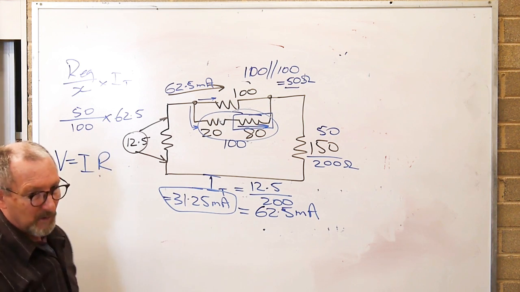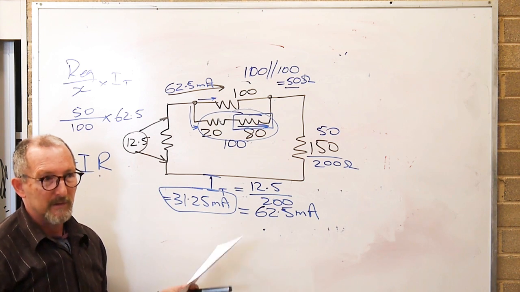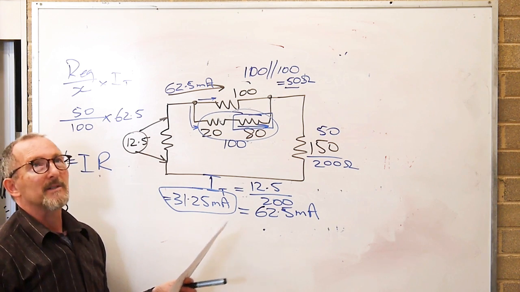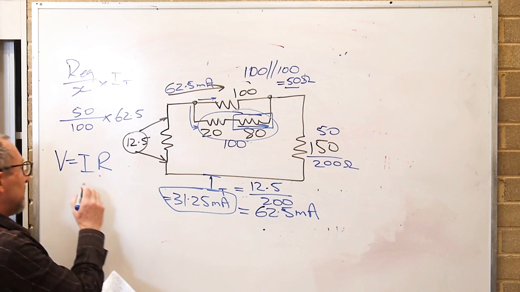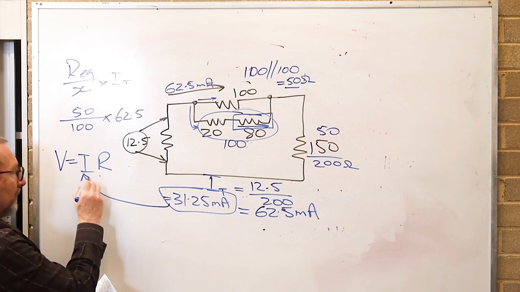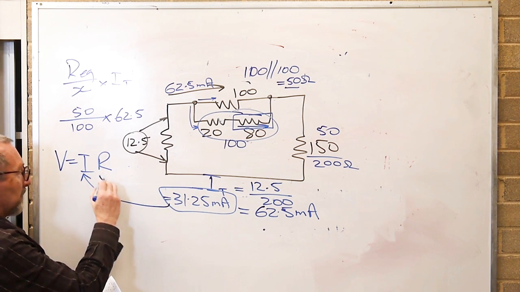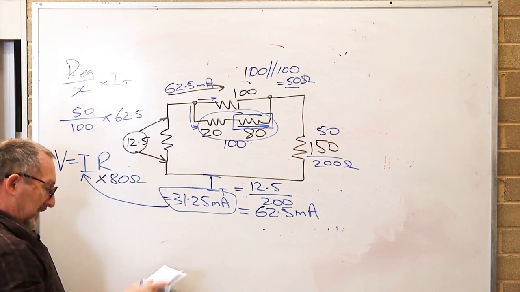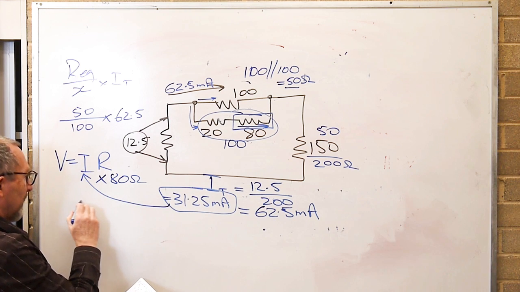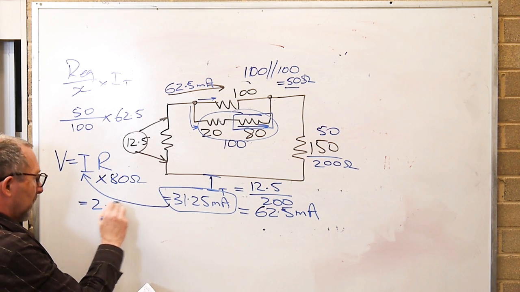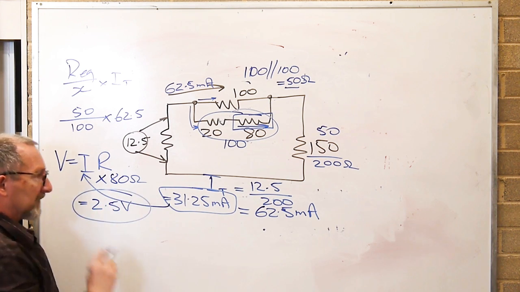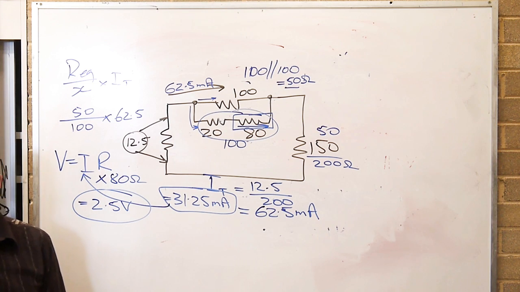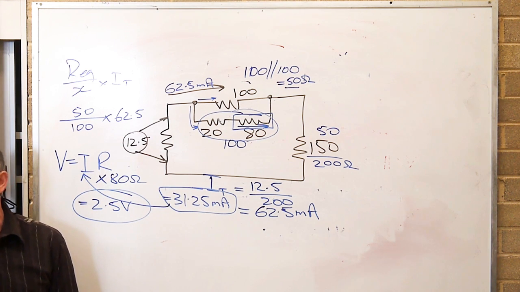This is one of those questions where unfortunately if you get the first part wrong, the second part's going to be wrong too. So you had to get the 31.25 milliamps and you had to multiply it by 80 ohms. And that gave 2.5 volts. And that's the answer for that question. I know a lot of people got that one wrong too. More than half the class got that one wrong.